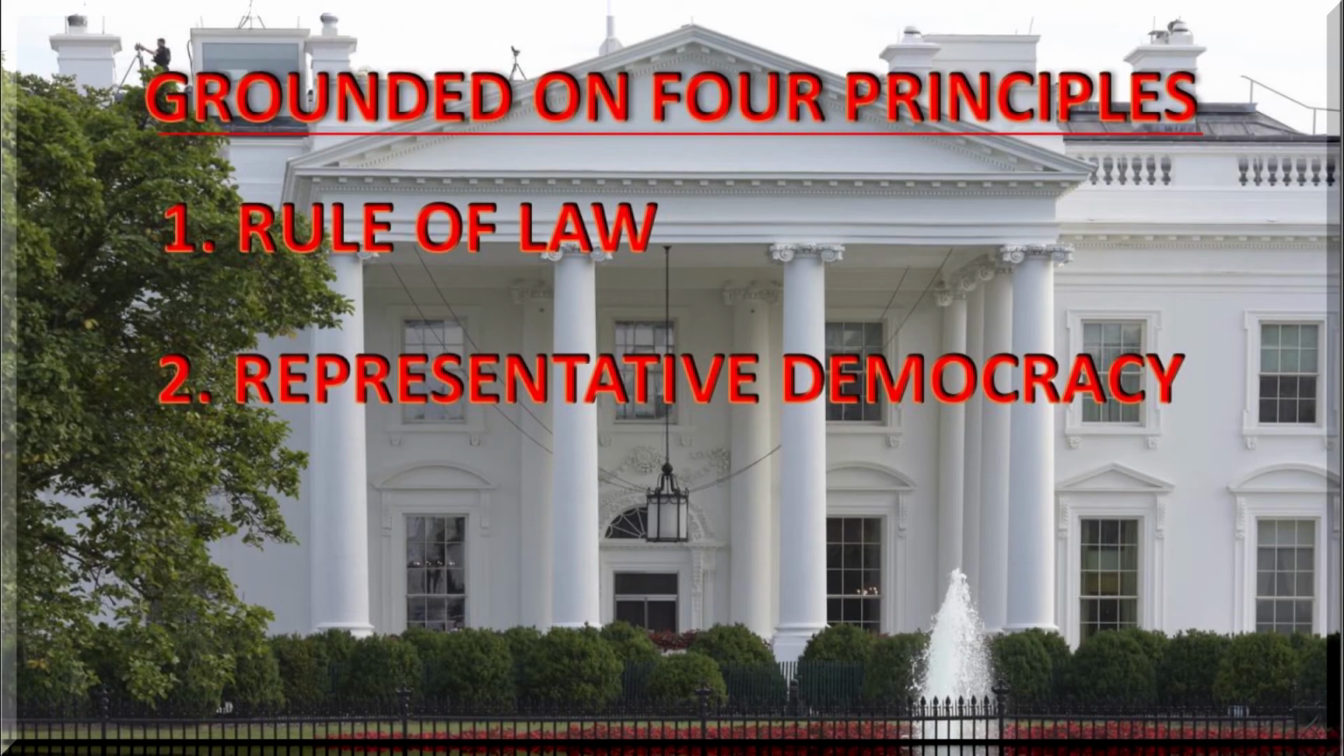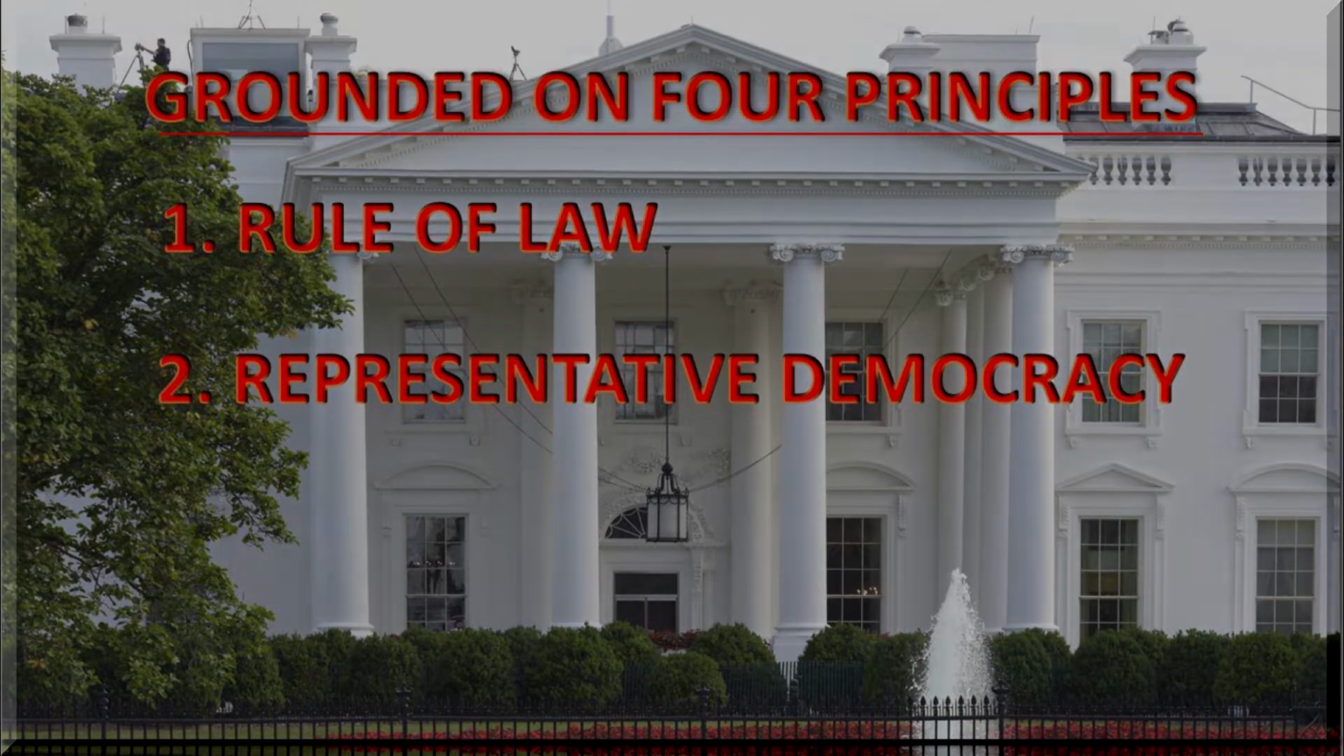The second principle is representative democracy. This form of government places elected representatives between the public and the creation of laws. Instead of the public creating laws, officials are elected to carry out the wishes of their constituency.